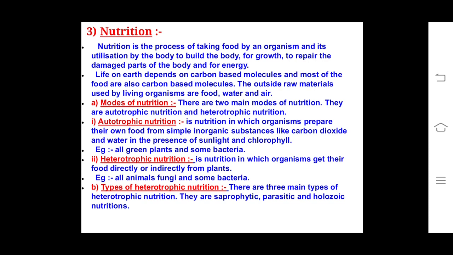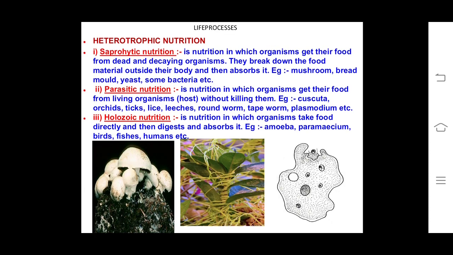There are three main types of heterotrophic nutrition: saprophytic, parasitic, and holozoic nutrition. Let us now come to heterotrophic nutrition, children. Saprophytic nutrition is a nutrition in which organisms get their food from dead and decaying organisms. They break down the food materials outside the body and then absorb it.